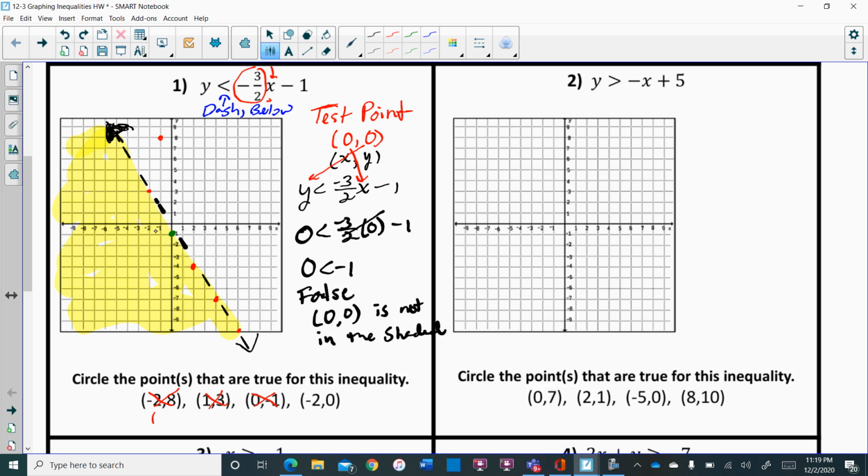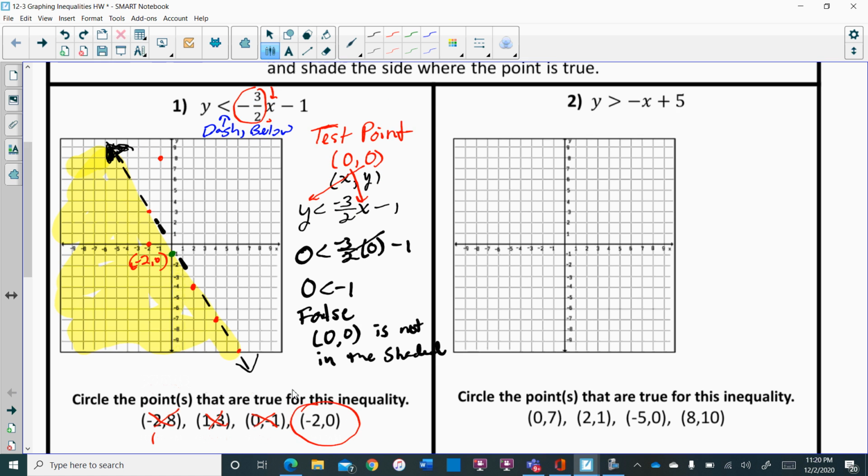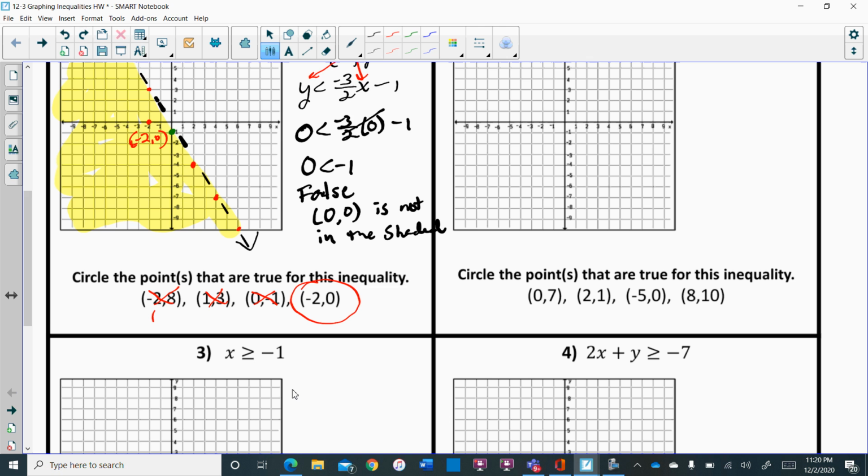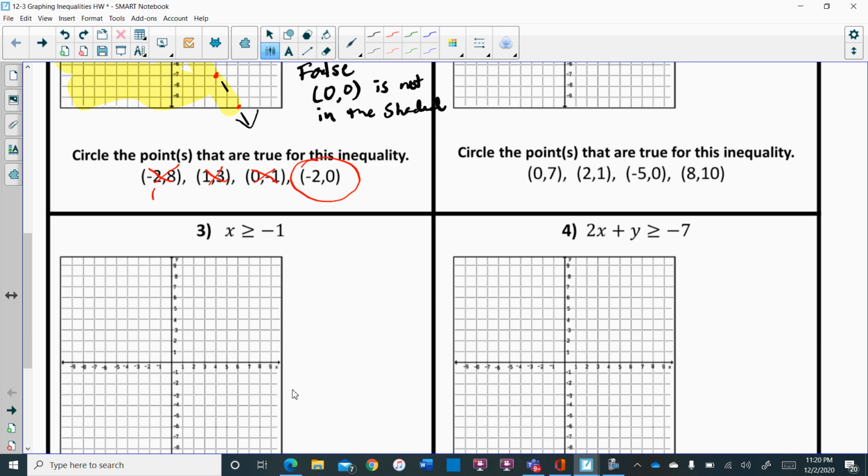Negative 2, 0 is here. There's your negative 2, 0. It's in the shaded region, so this is the only one that is a solution. Now you can have more than one when you're doing this, okay? So if we have y equals mx plus b, we're going straight to graphing. Number 3 is like a special case, the special case that I was showing on 4 through 9.